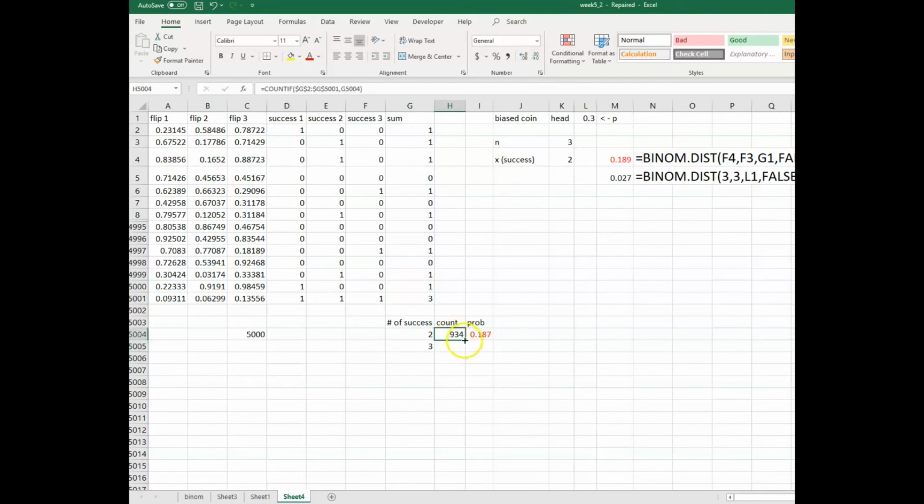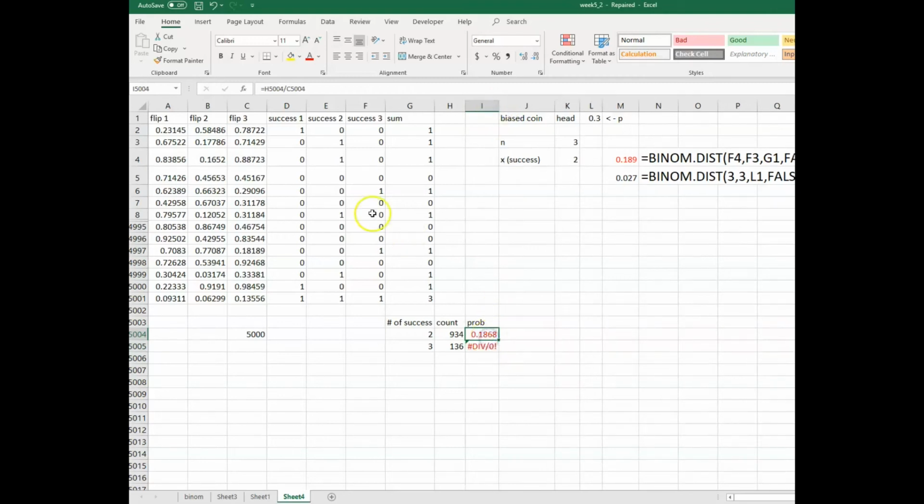Then we copy and paste. So we know this is successfully head, right? Then we can copy this formula down. So we have to fix the denominator. So this is 2.7%, this is 2.72%.